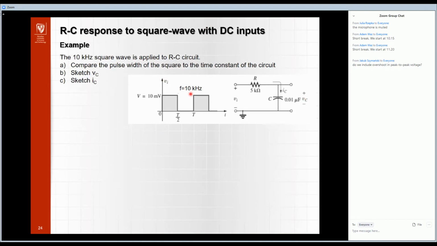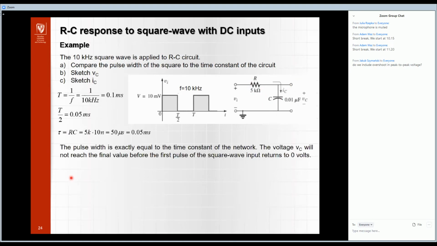We have here the frequency and amplitude. Okay, now we can try to calculate the period from this and half of the period, and also we can calculate tau knowing the values of these elements. The pulse width is exactly equal to the time constant of the network. So the value of VC will not reach the final value before the first pulse of the square wave input returns to 0 voltage.